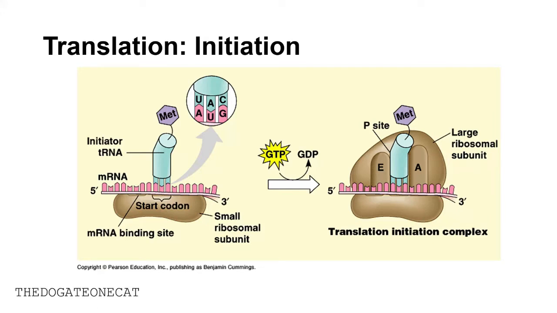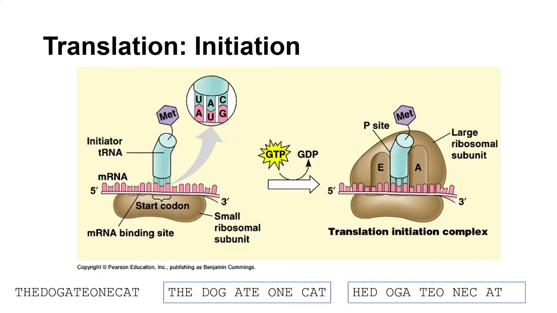Well, take this sentence down at the bottom of the screen. A little hard to read, but it's all written in three-letter words, and if you put spaces between them, it says: the dog ate one cat. Okay, a little gruesome, but there it is. What if you started at the second letter instead of the first, but could only read three-letter words? That would be a little bit like starting at the wrong spot on the messenger RNA, and it would look like this: het ogateo nek et.